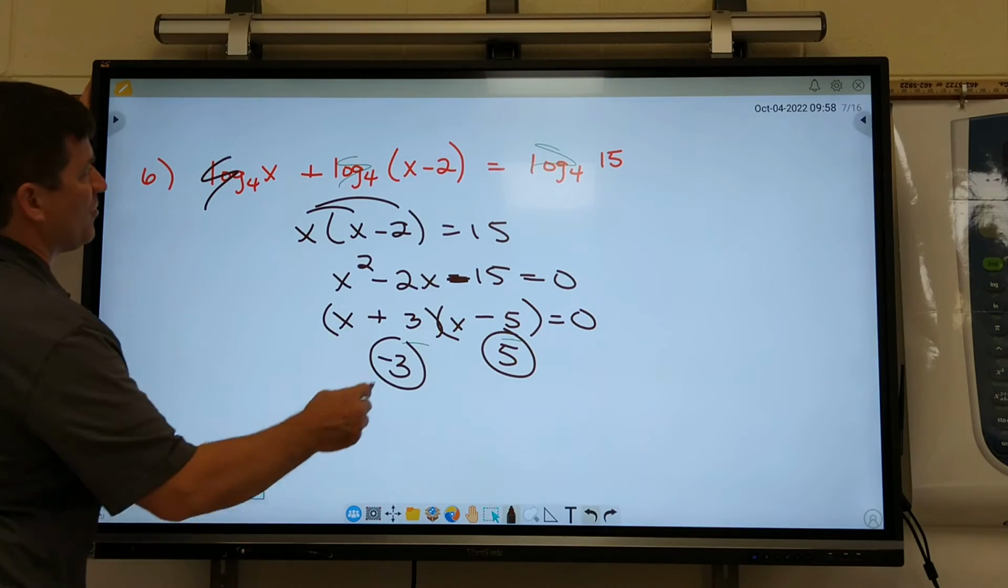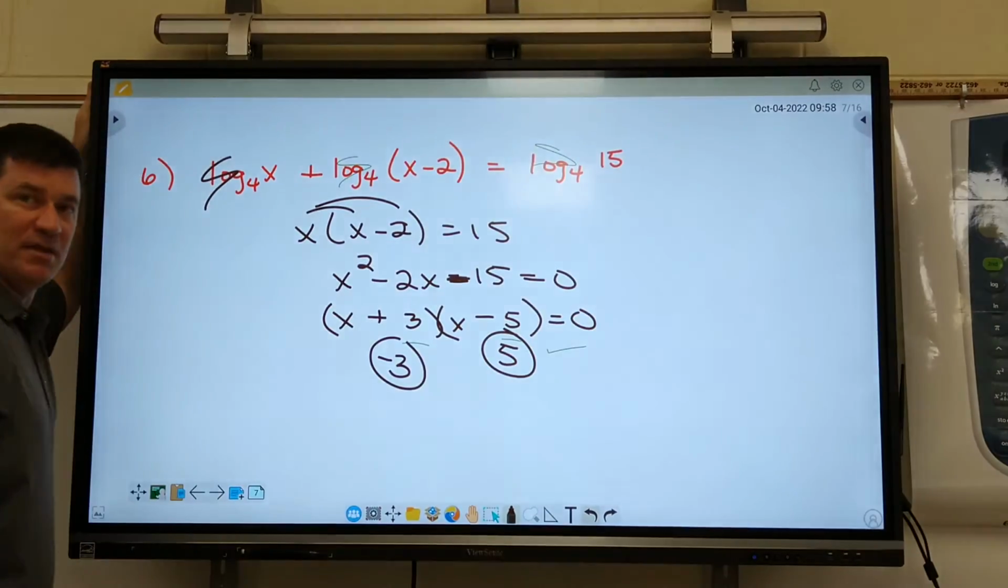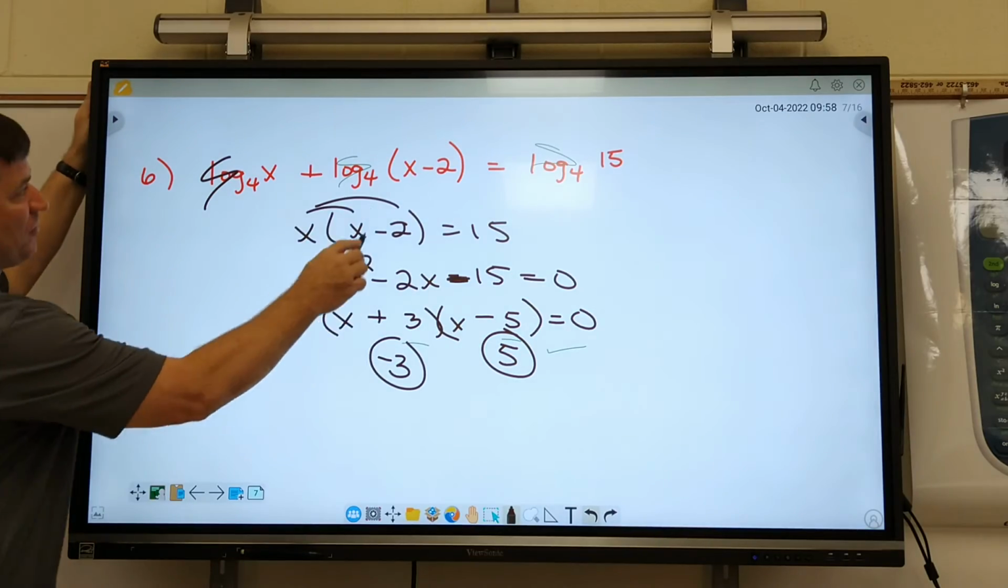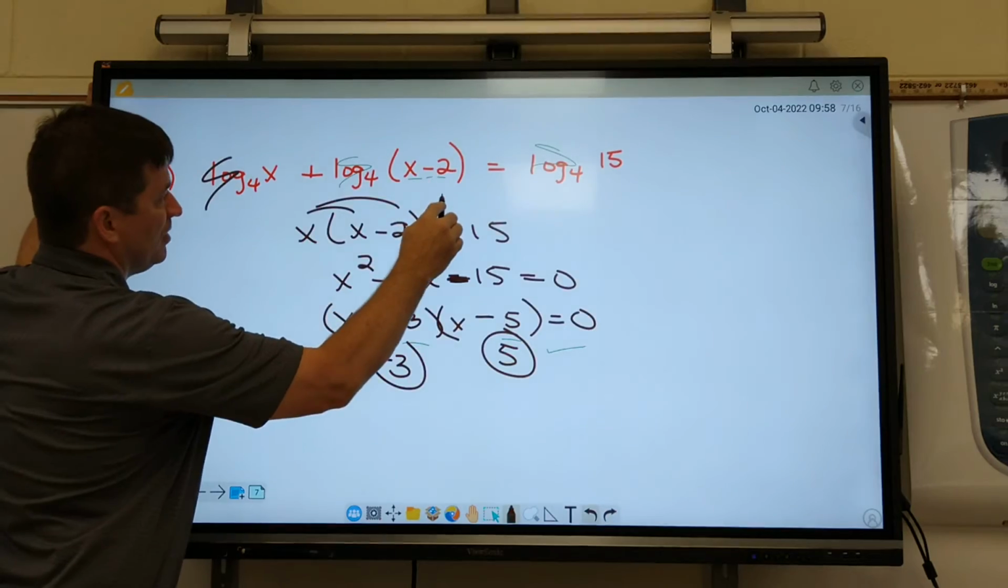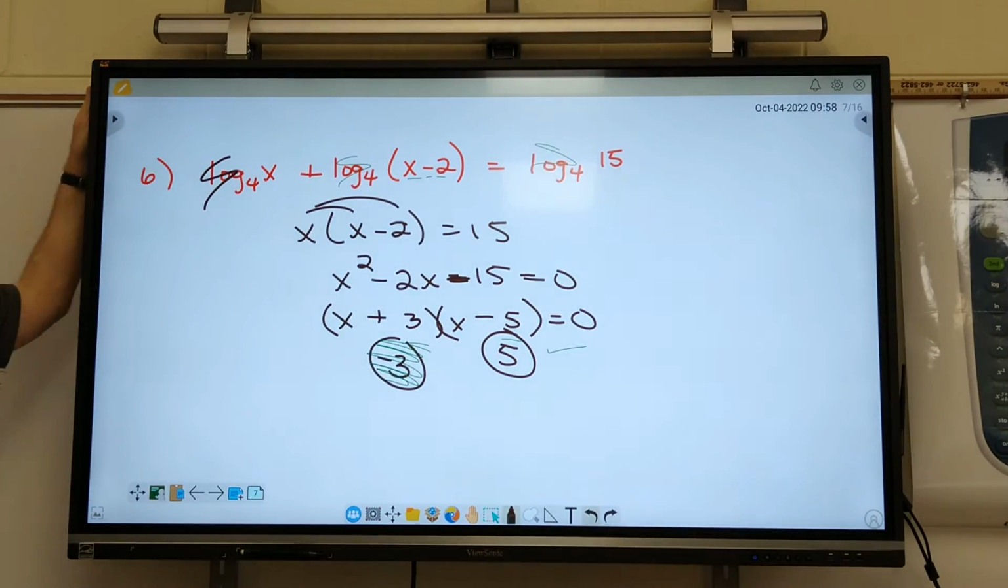So is 5 okay? What's 5 minus 2? That's 3. That one checks out. How about negative 3? What's negative 3 minus 2? That'd be negative 5. Can't have that one. So the only answer on this one is 5.